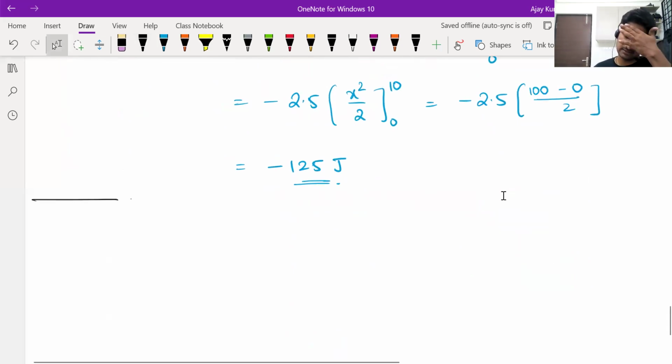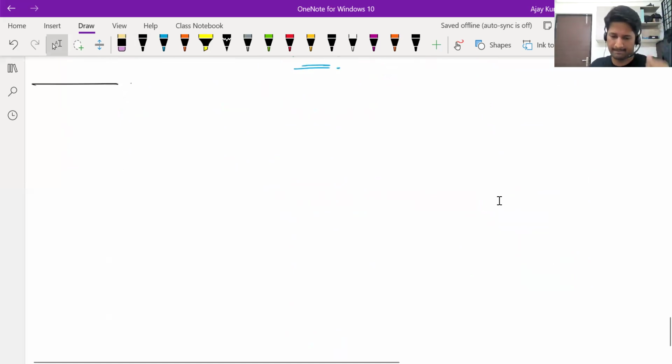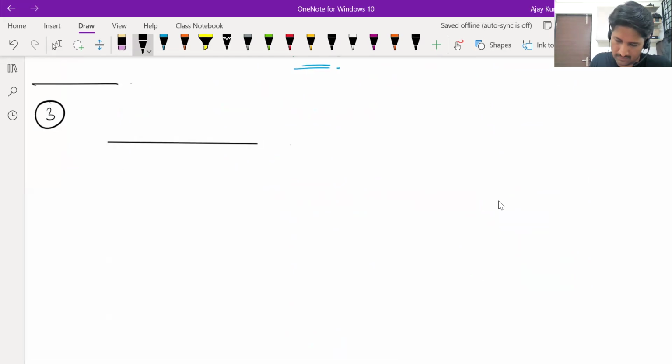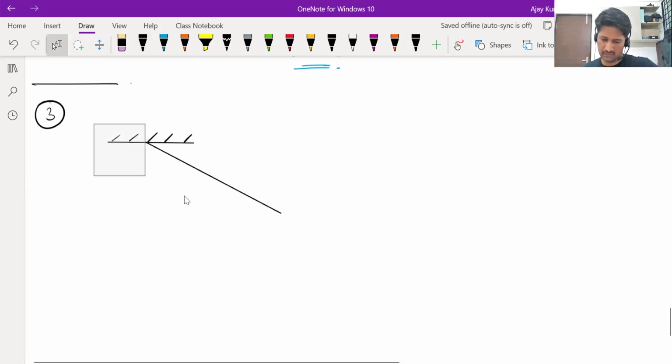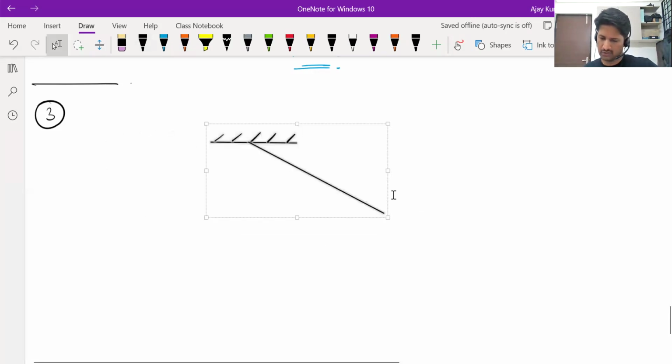Next, let's consider another case. Let's assume there's a rigid support, and with the help of a string, we connect a stone or a bob to that rigid support. It's somewhat like a pendulum, you imagine.